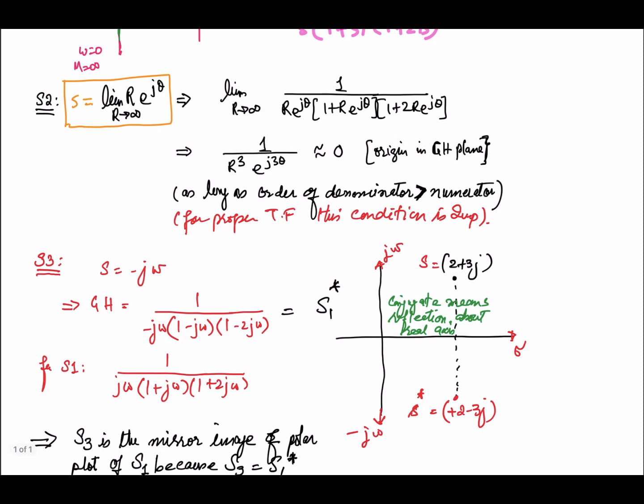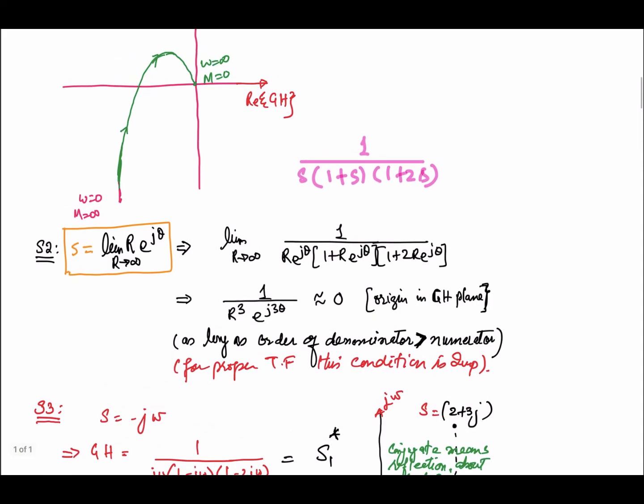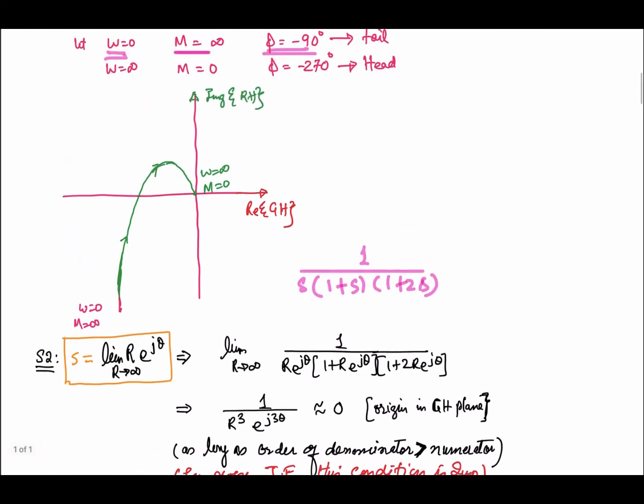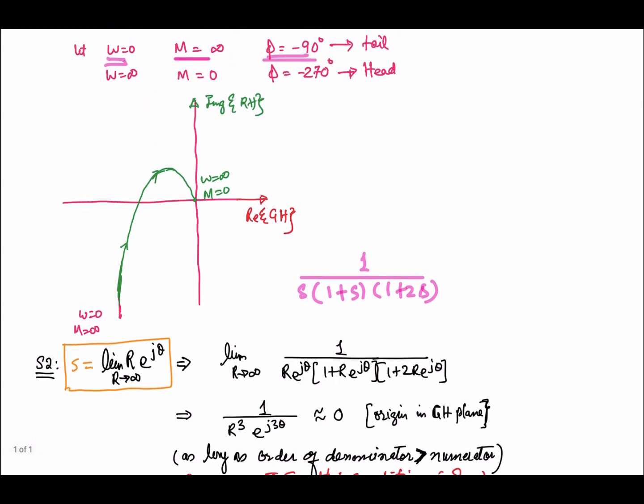It will be the mirror image of your S1, because you are just changing the sign of the frequency. In S1 we varied from 0 to infinity, and now you are going to vary from minus infinity to 0. So that will be the mirror image of this one. So for section 3, the third part of the contour, the representation in the GH plane will be like this. This is for S3, the third part of the contour in the S plane.